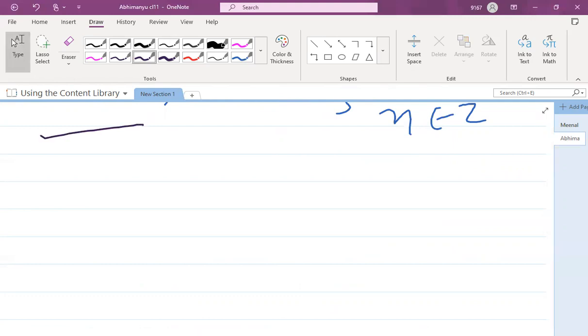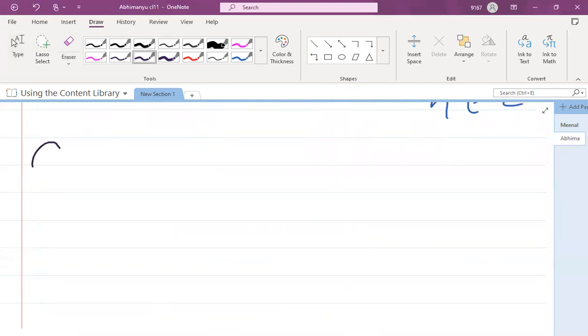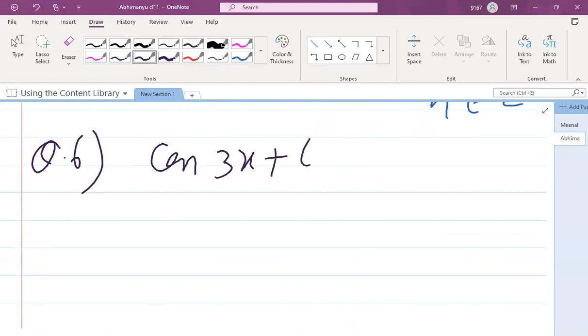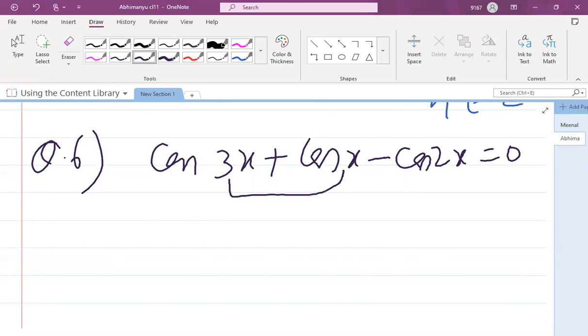Question 6 is cos 3x plus cos x minus cos 2x equals 0. In such questions, first look at the angles: if we use an identity, does something common come out or not? If we use the identity for cos c plus cos d, we get 2 cos (c plus d)/2, which comes to (3x plus x)/2, that is 2x. So obviously cos 2x will be common, so we can use that identity.